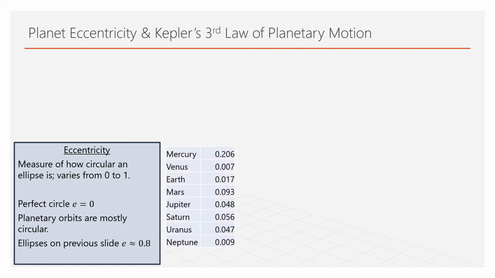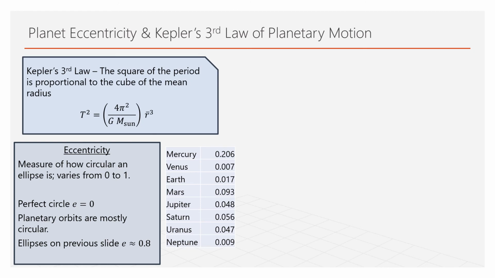The planets' orbits are mostly circular, and you can see that with their eccentricity values being very small, particularly when compared to the ellipses on the previous slide, which have eccentricities of around 0.8. In this table, the eccentricities for each of the planets are listed, and the most elliptical orbit is that of Mercury. You can see that the planets, although they technically orbit in elliptical orbits, are only slightly elliptical. They are mostly circular.